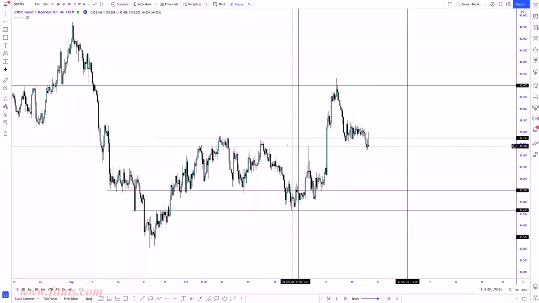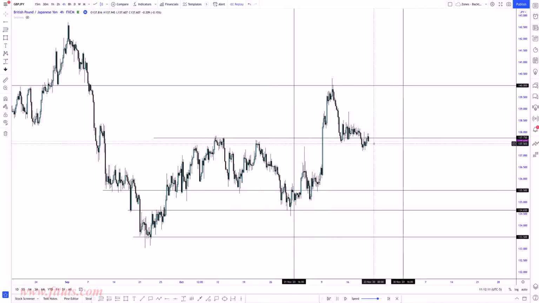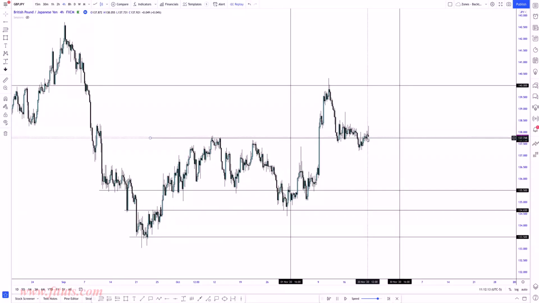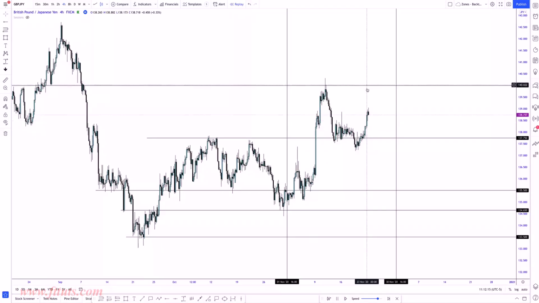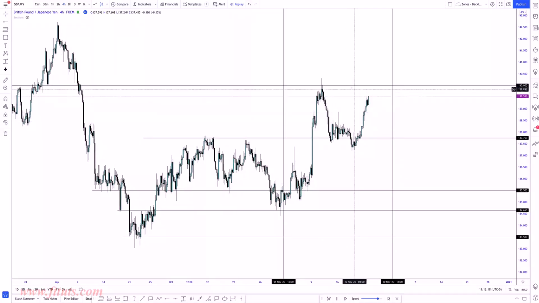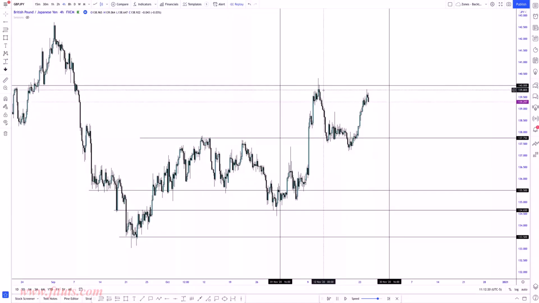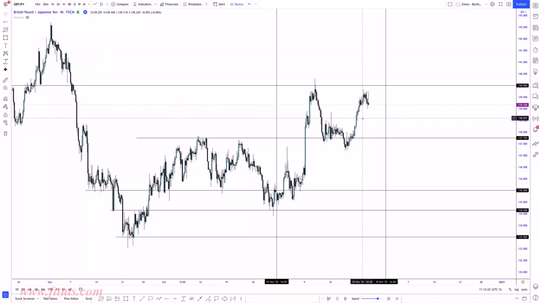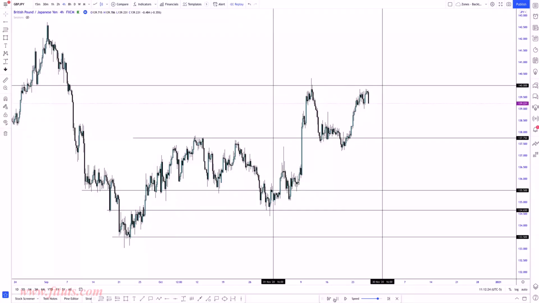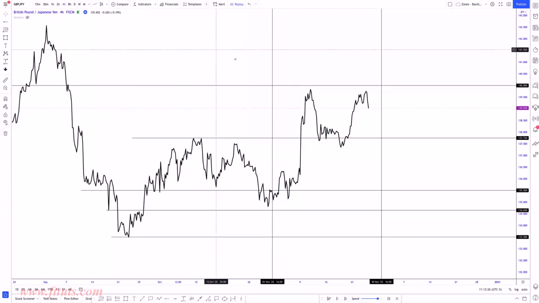Looks like it's faking out. Could be testing this level here. Could be a fake out. Break above, test, and we're off. So we could make a double top up here. We have to be aware that we have a zone here. Could come down. We also have, again, this is where there's other levels of structure.